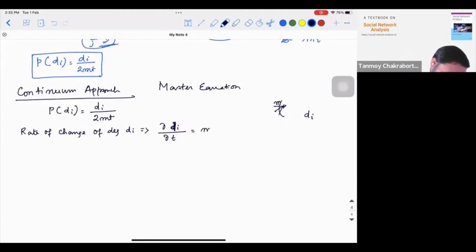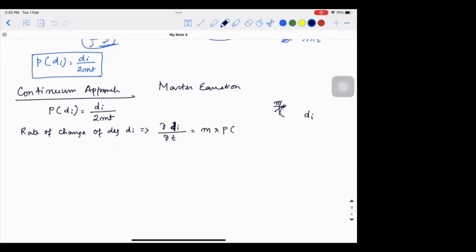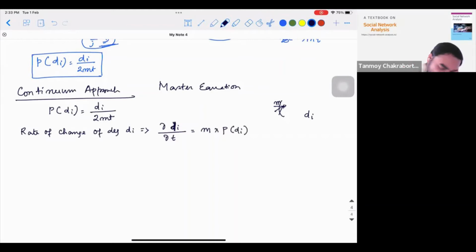This would be m times p of di, right? So m is the number of edges which are coming with the new node, and p of di is basically the probability of nodes with degree di at that time. So this would be the rate of change of degree di.